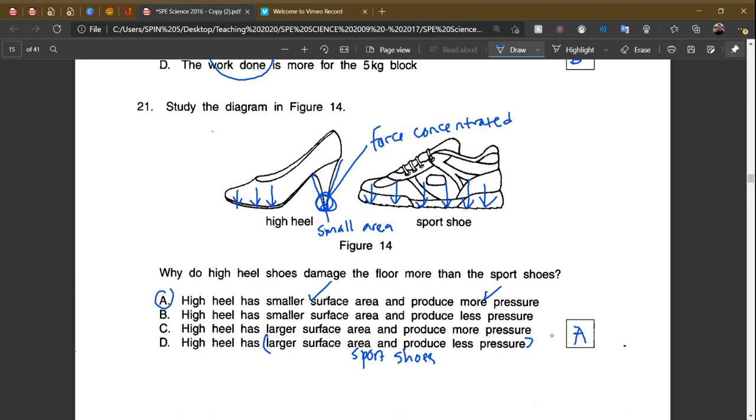A. Again, let's have a look at the question. Why do high heel shoes damage more? So the answer is again, high heel has smaller surface area and produces more pressure.